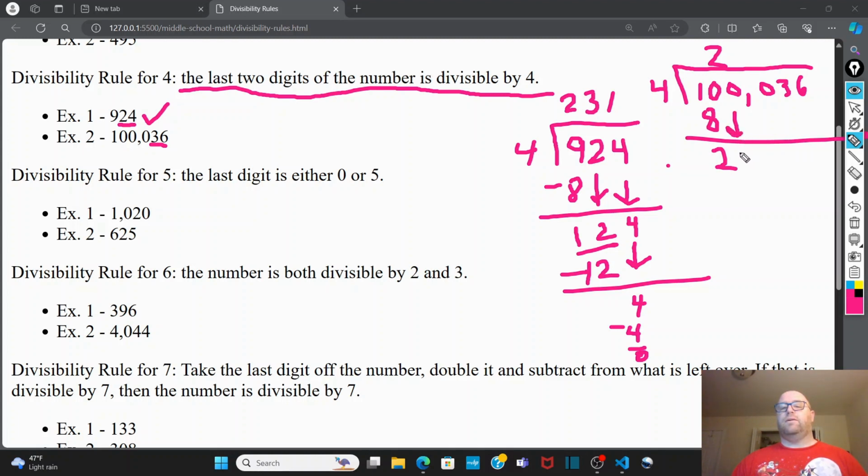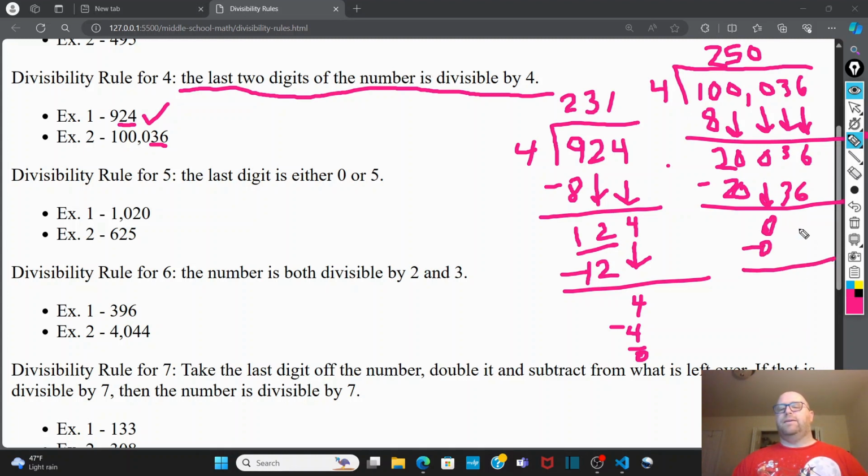Bring down the 0 here. Bring down all this other stuff. Does 4 go into 20? Yes, it goes in 5 times. So we subtract 20 minus 20. That's 0. We'll bring down the 0 because we want to have a 0 here. So 4 goes into 0 0 times. We're going to bring down the 3 and the 6 here. So yeah, I'm making a mess of this this morning. What am I doing?